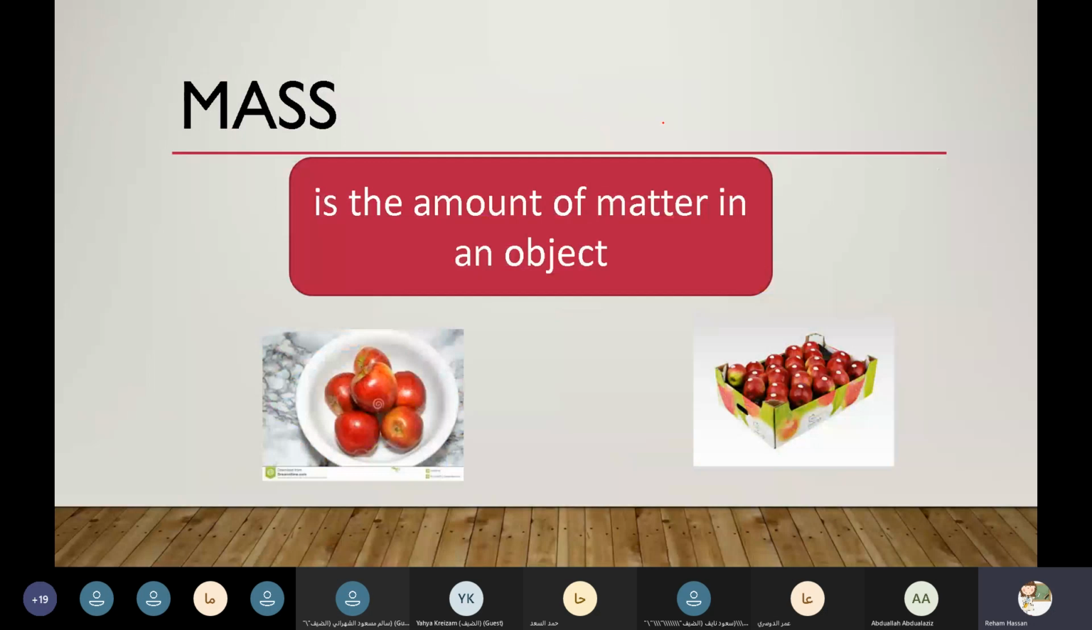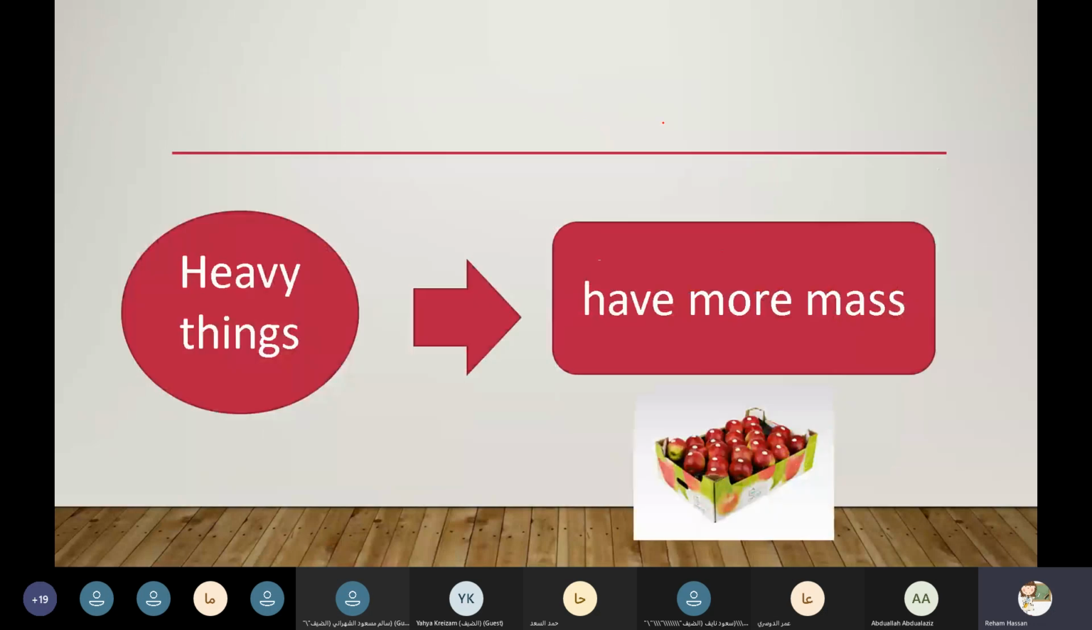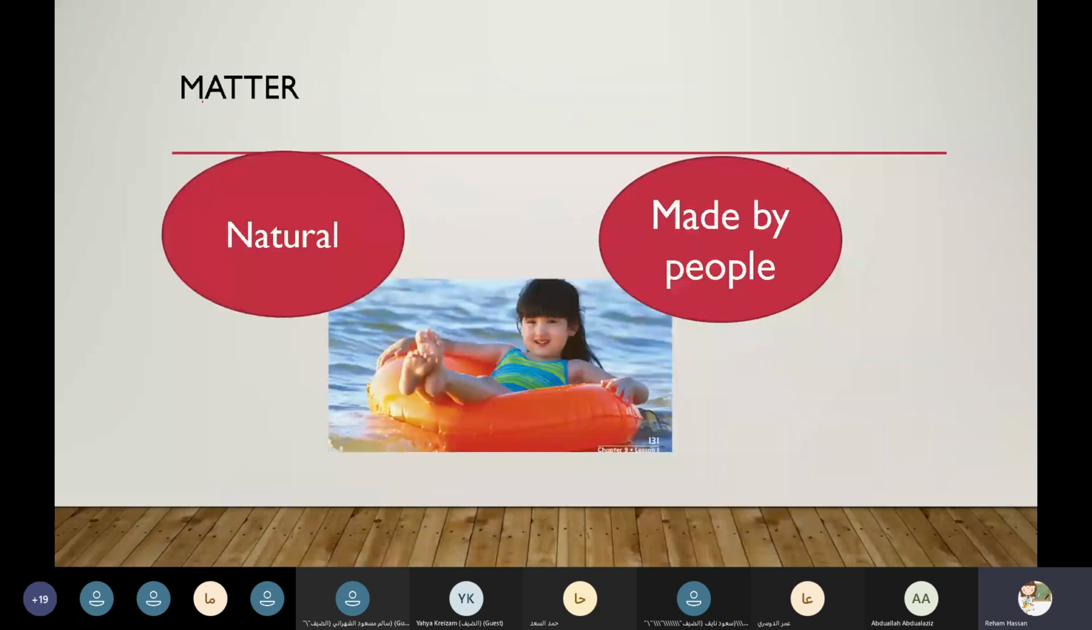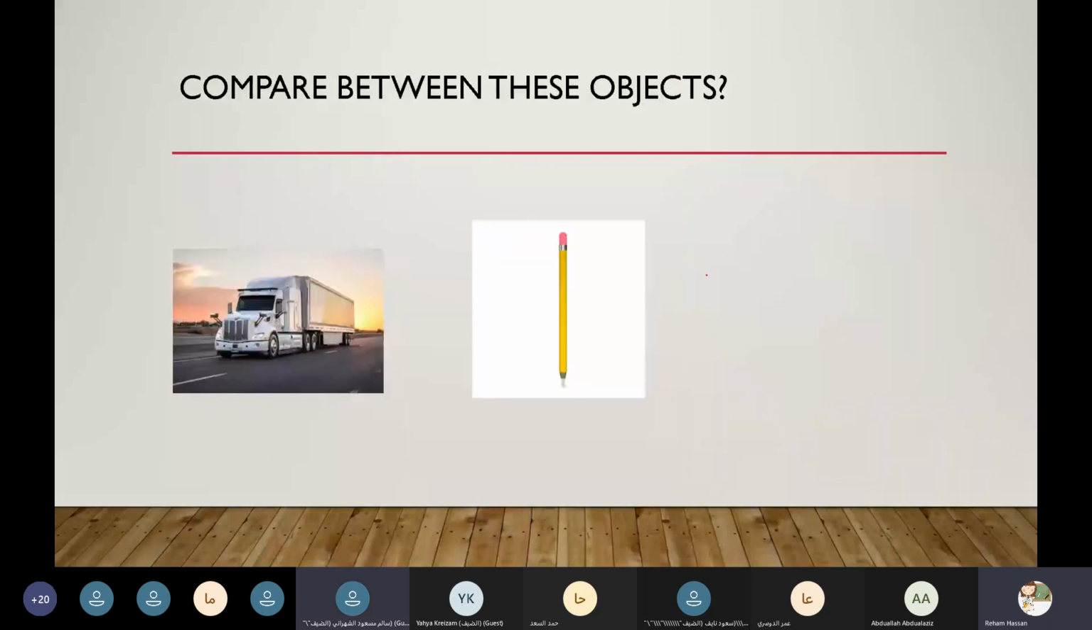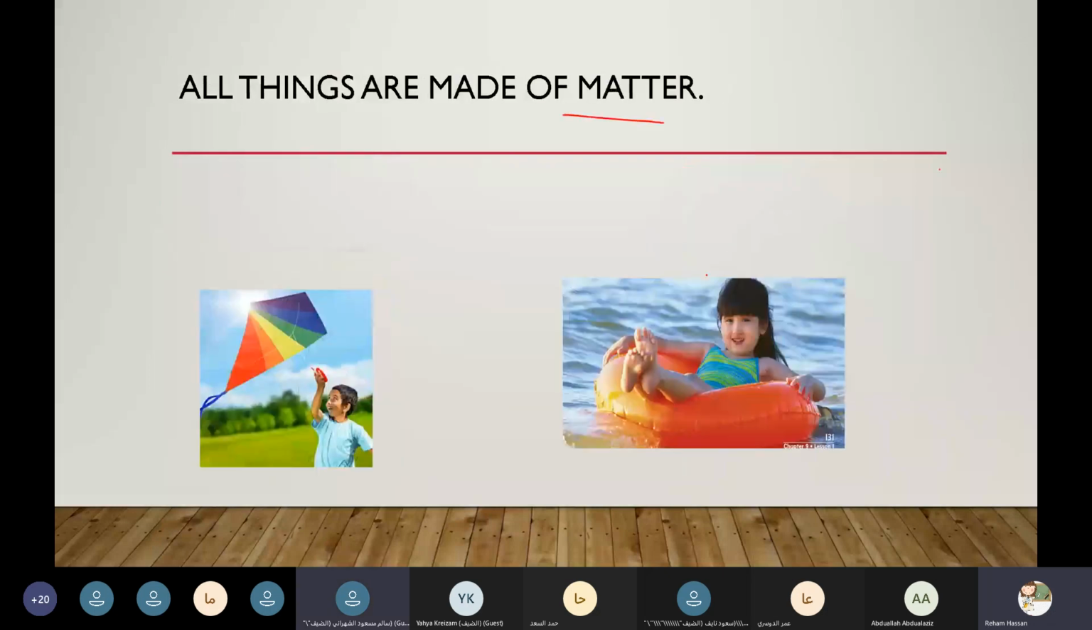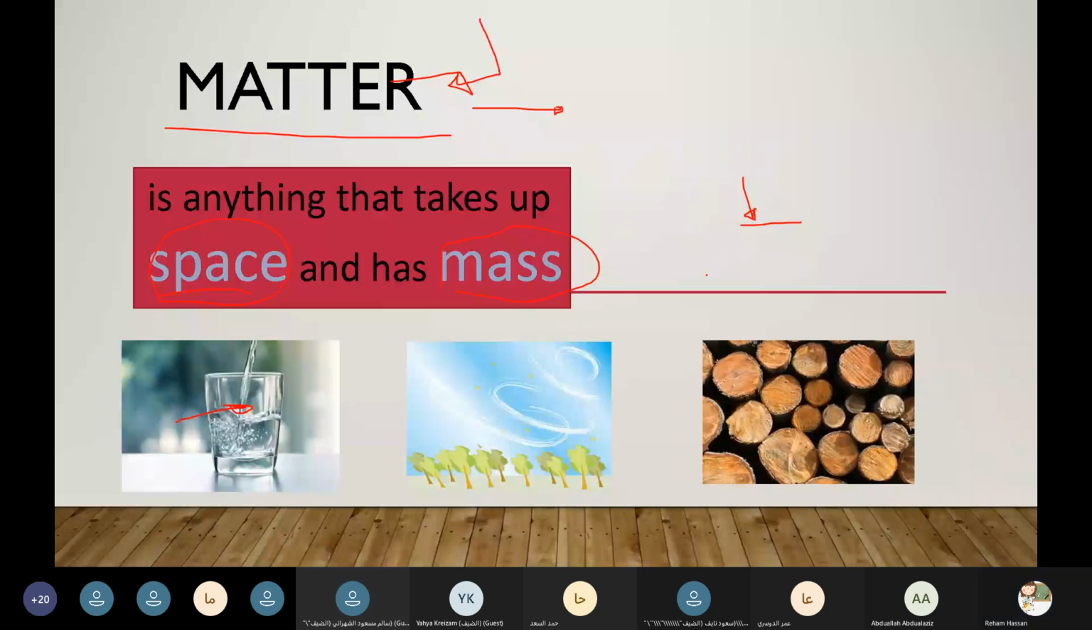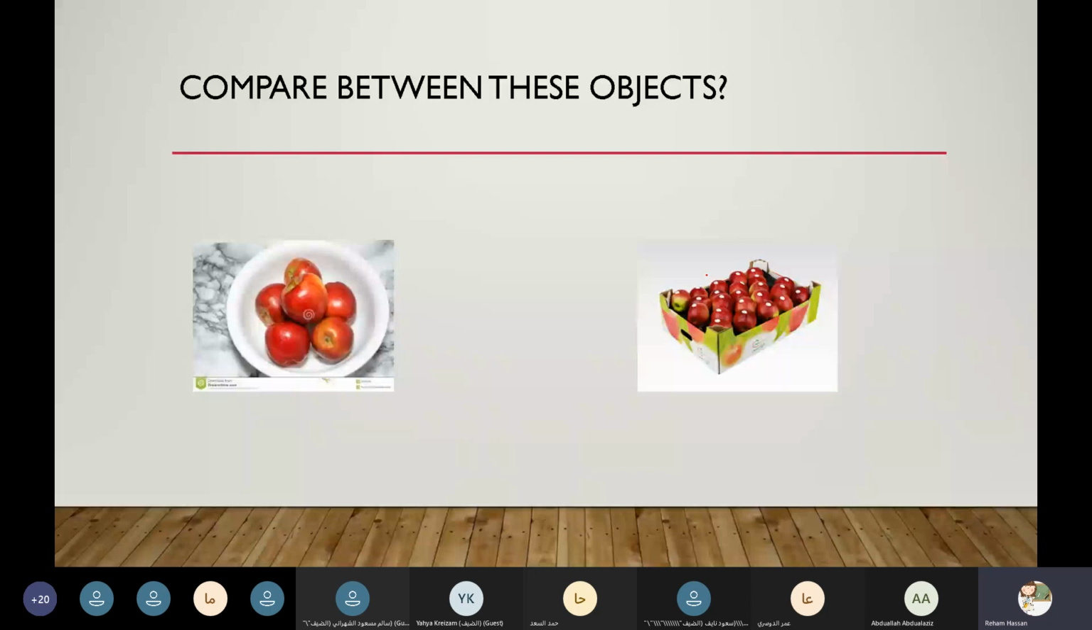So the matter we know may be natural. Allah has created natural matter, like the water and the air, or matter made by people, like the table and the chair, like many things. This is number one: what is matter, and all things are made of matter.